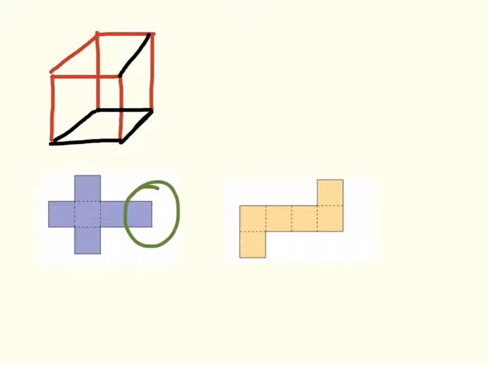This figure is also the net of a cube. More than one net might form the same solid figure. In this case, this net will also make a cube. Can you visualize folding it up on the dotted lines to create the cube?